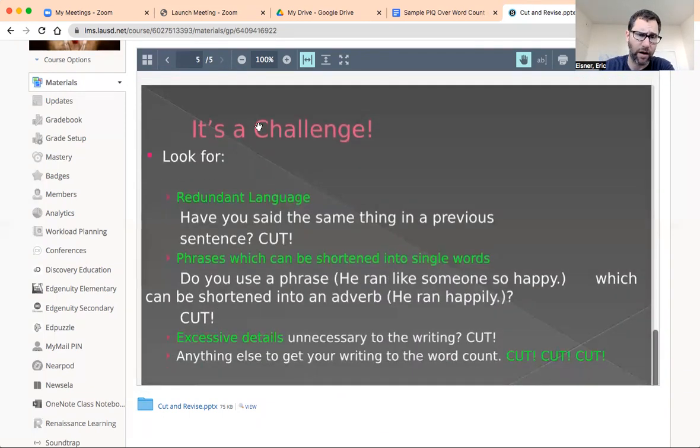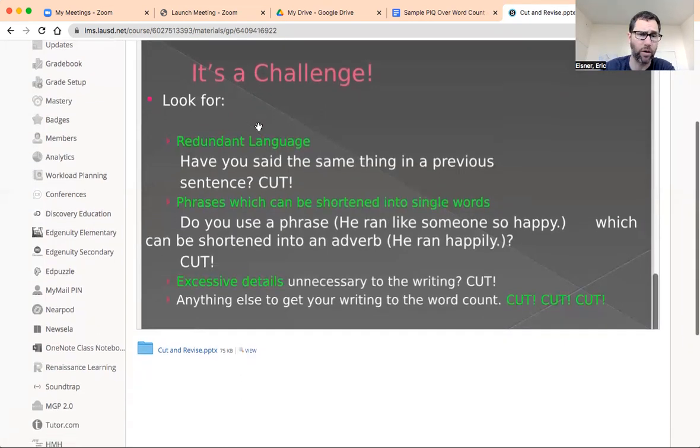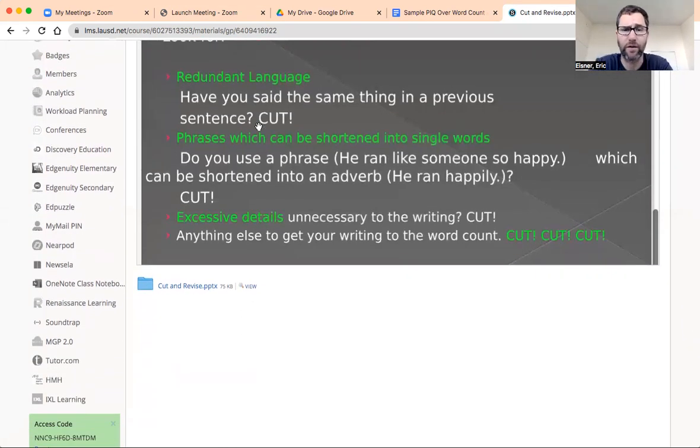So it's a challenge. You want to look for redundant language. So have you said the same thing, for example, in a previous sentence? Cut it. Phrases which can be shortened into single words. Do you use a phrase, he ran like someone so happy, which can be shortened into an adverb, he ran happily? Make sure you cut it. Excessive details, unnecessary to the writing, cut.